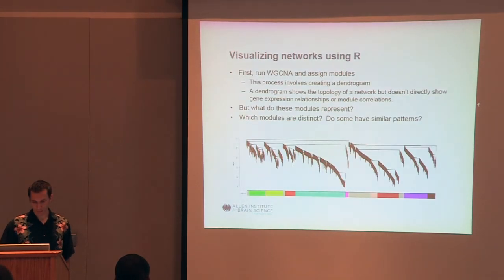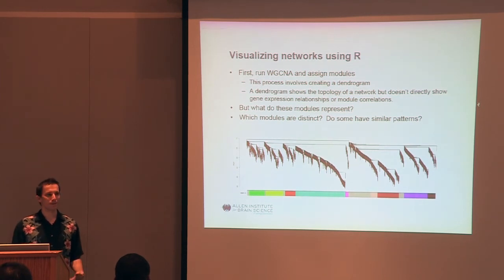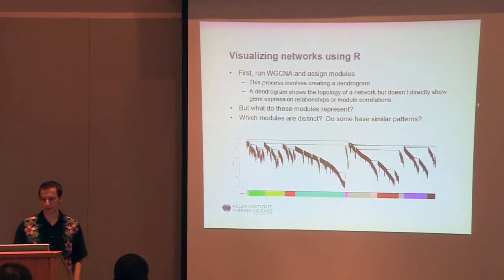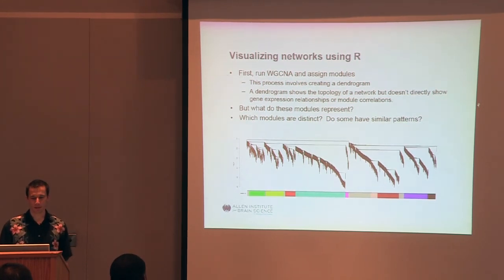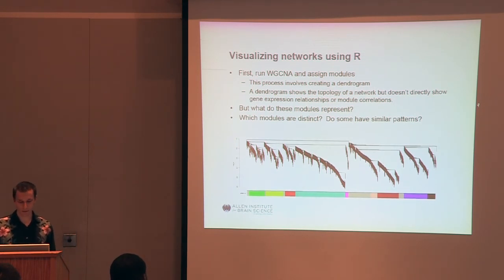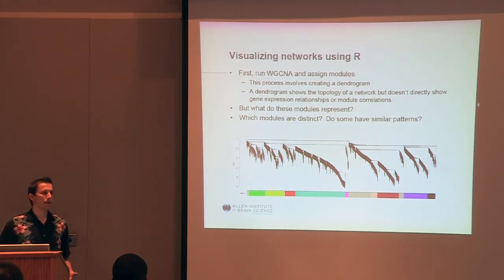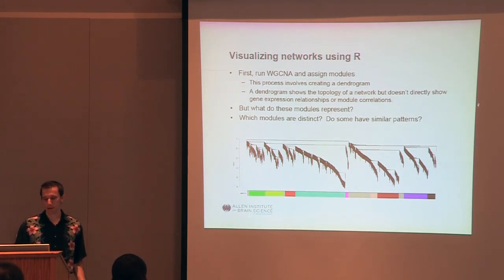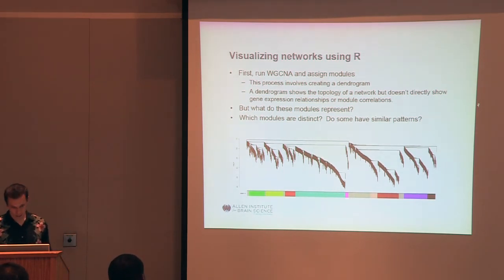So to get started, if you want to visualize networks using R, you will first want to run your network, do your weighted gene co-expression network analysis, and then assign your modules. And as you've already heard, this process will involve creating a dendrogram, and the dendrogram is something that will show the topology of the network, although it doesn't directly show gene expression relationships or module correlations. And so what you want to ask once you have these modules in this network is, what do the modules represent? Which of these modules are distinct? And if some have similar patterns.